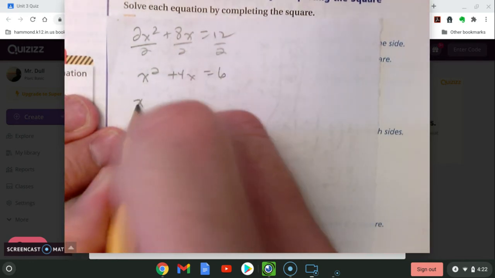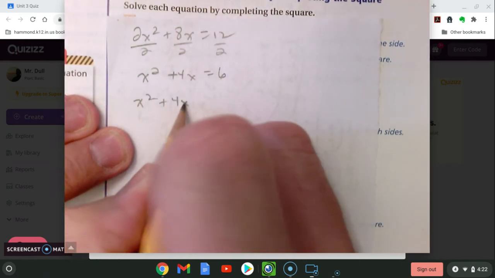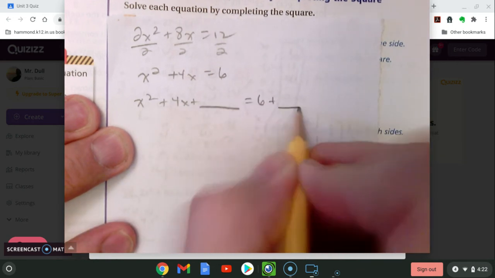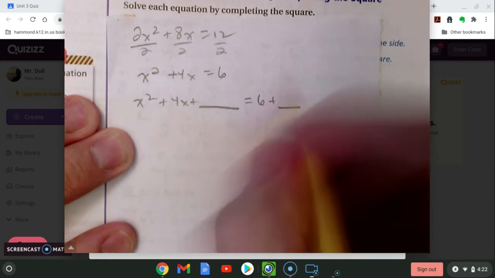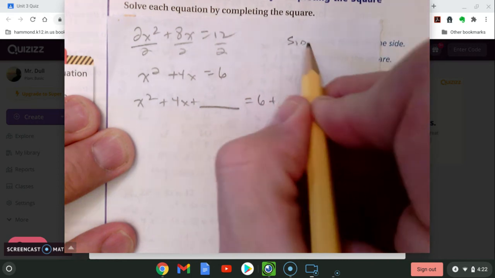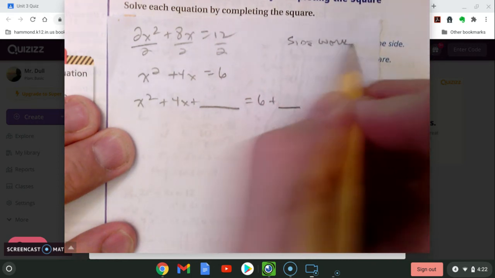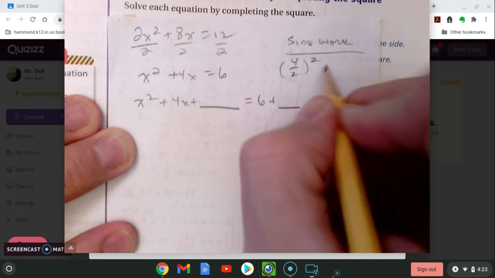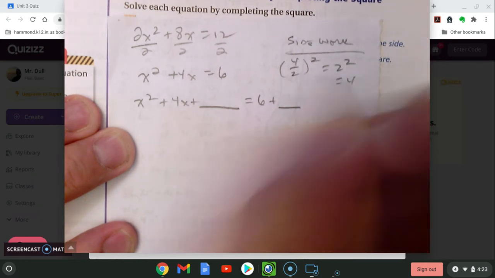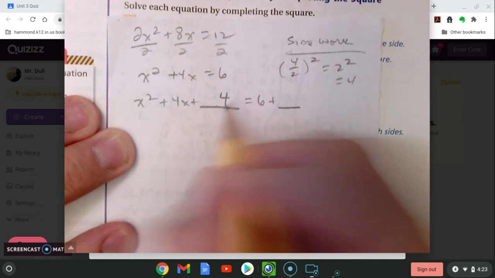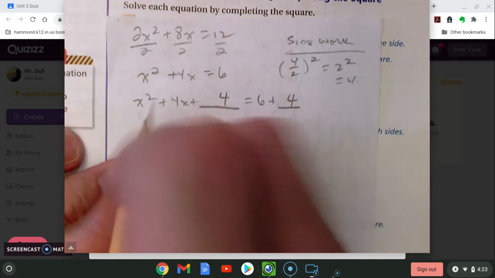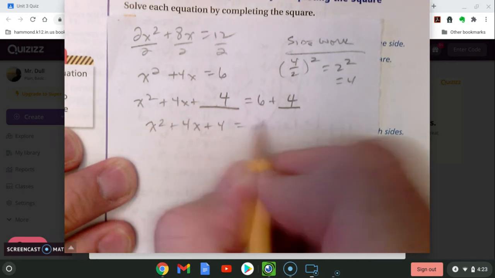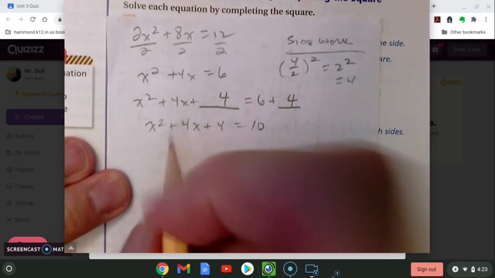All right. On the left-hand side, what makes this a perfect square? Whatever that number is, I'm going to add over here also. So my side work: 4 divided by 2 and square it. So that's 2 squared, so that's 4. So this value is going to be 4 and 4 here as well. So x squared plus 4x plus 4 equals 10.